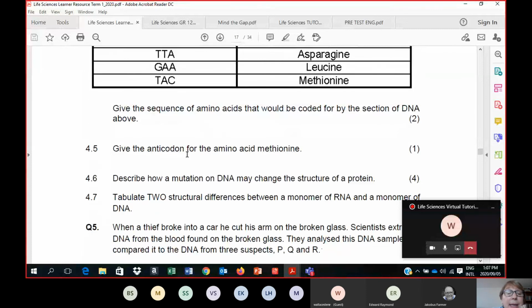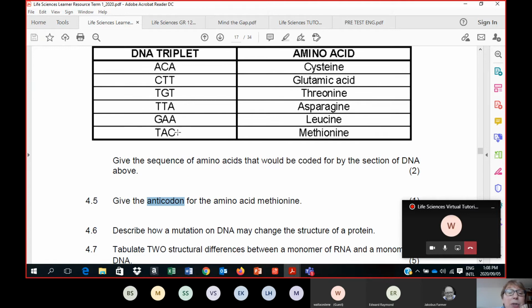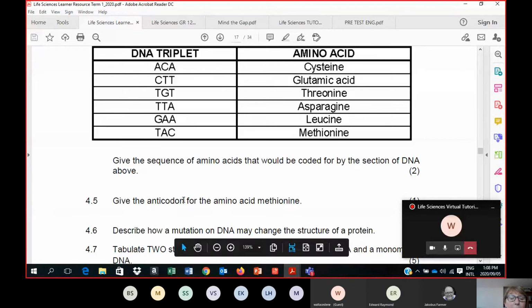Then it says, give the anticodon for the amino acid, I don't know how you pronounce it, I'm just going to pronounce it methionine. So the anticodon, remember, is going to be found on the transfer RNA molecule. So now we again have to work backwards a little bit. So there we can see this is the base triplet for methionine, sorry, on the DNA molecule. So it's best if you write this down, and I'm also going to write it down so that I don't get confused. So we want to know the anticodon for methionine, which is the last one in the table.